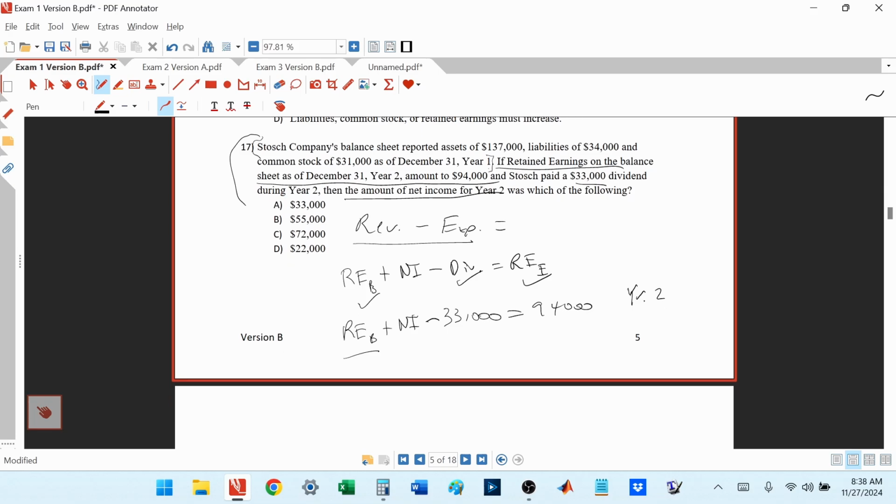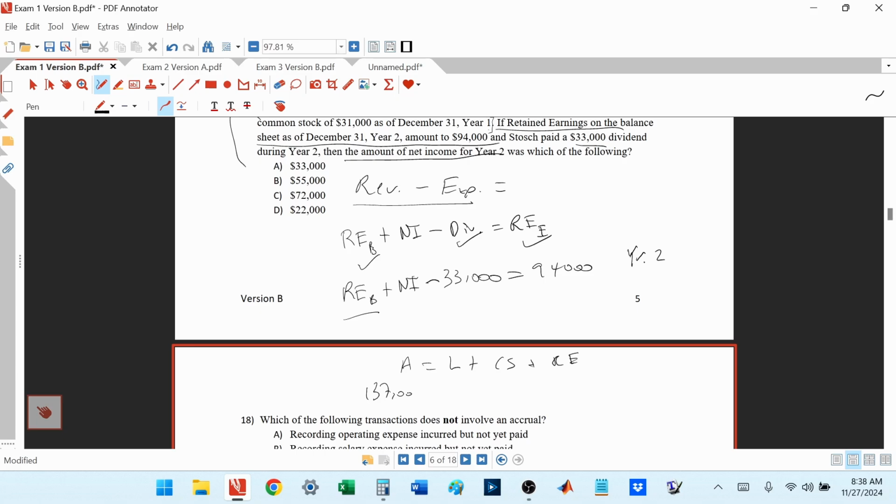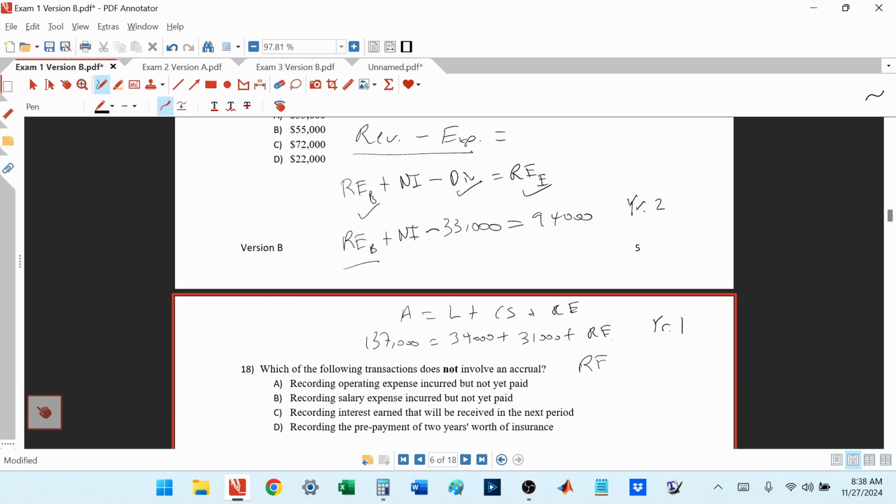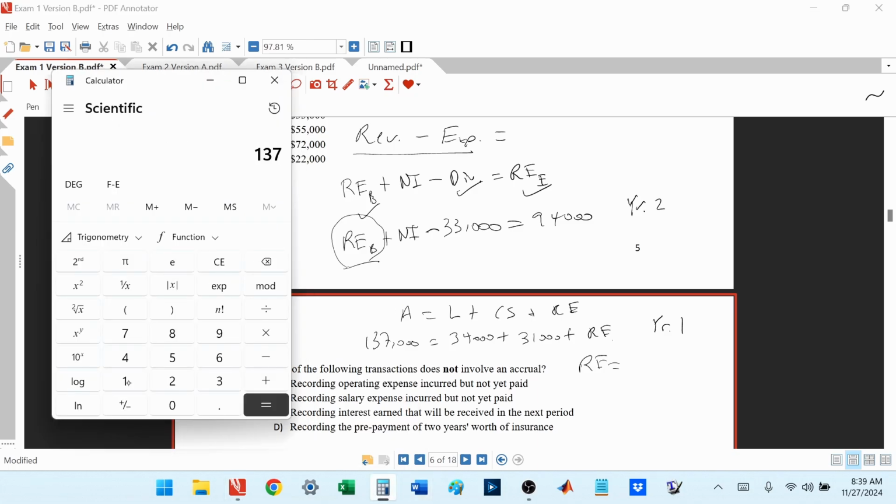year 1 stuff. So at the end of year 1, our accounting equation, assets equal liabilities plus common stock plus retained earnings. We got 137 in assets. We got 34 in liabilities. We have 31,000 in common stock. And what do we have in retained earnings at the end of year 1? We can figure that out. Retained earnings at the end of year 1, which is the same thing as retained earnings at the beginning of year 2, will just equal 137 minus 34 minus 31, so 72.